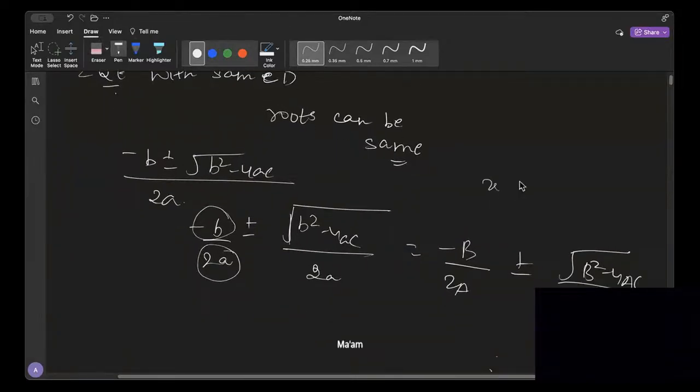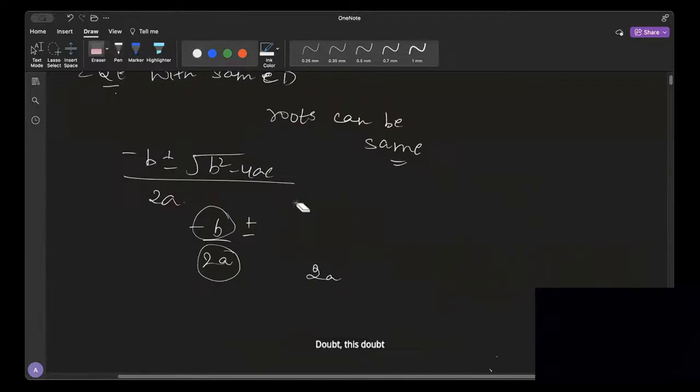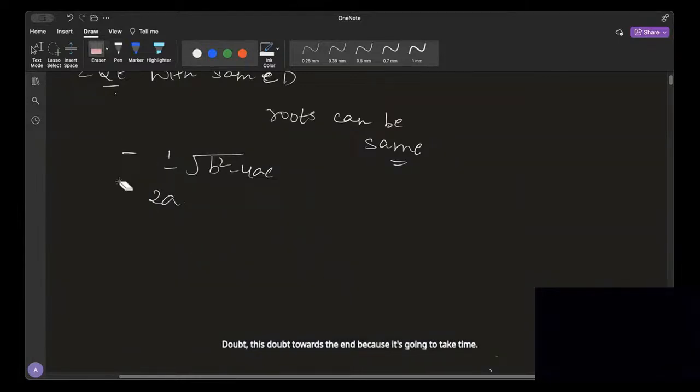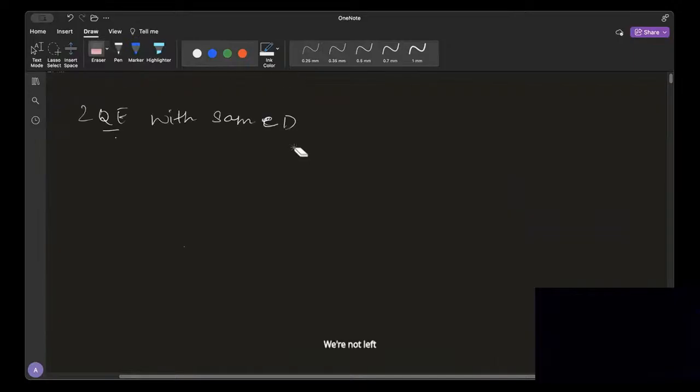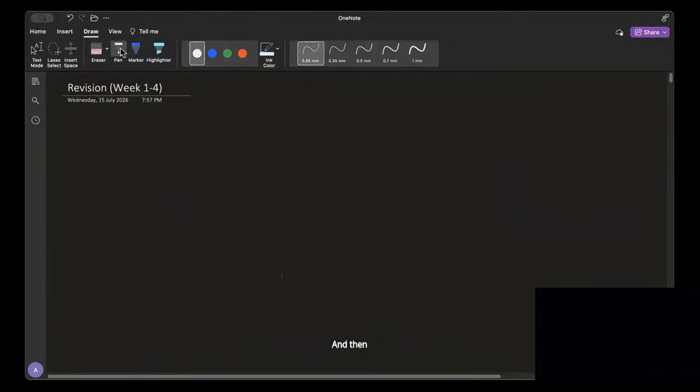Ma'am, is this doubt clearing session or a revision session? This is a revision session. We'll take this doubt towards the end because it's going to take time, and we're not left with much. We have a lot to revise. So let's revise things first, and then we'll take up this question. Is that okay? Okay.